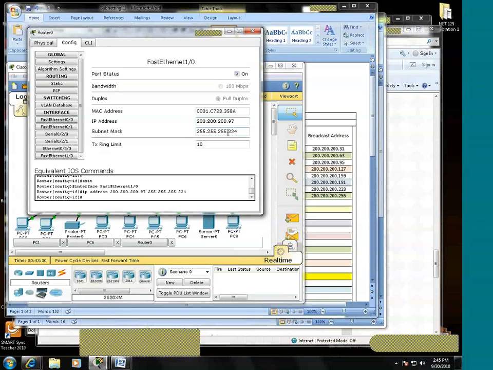You had a green light? Yeah, you can get a green light if you activate the interface, but it just won't communicate.